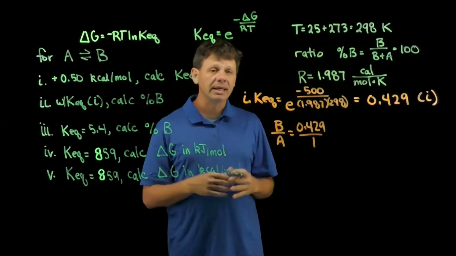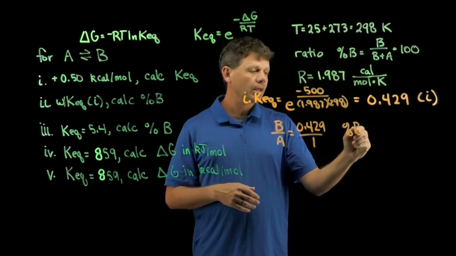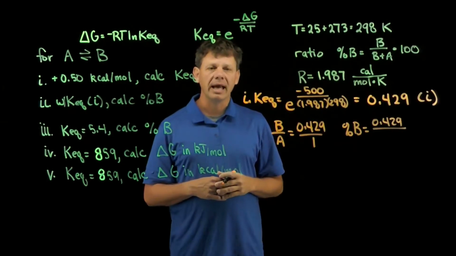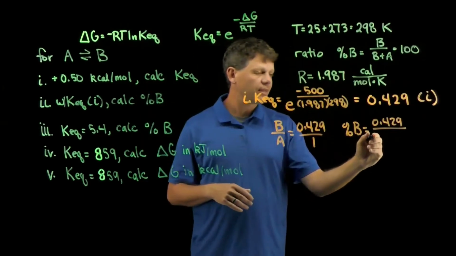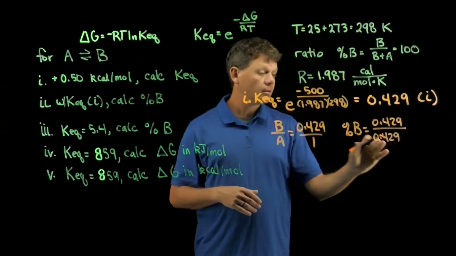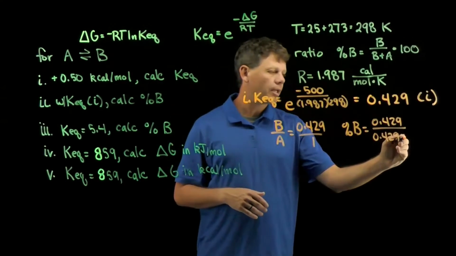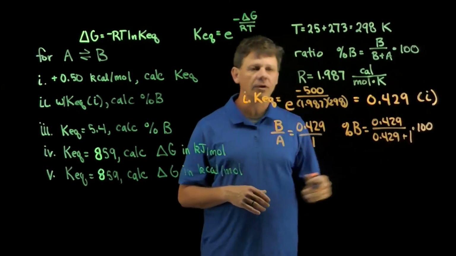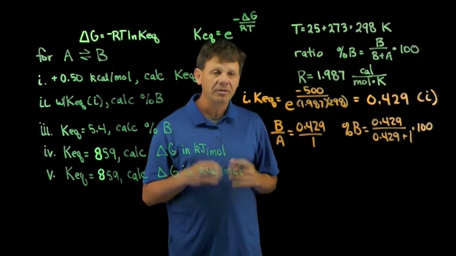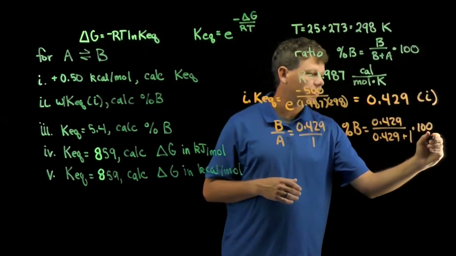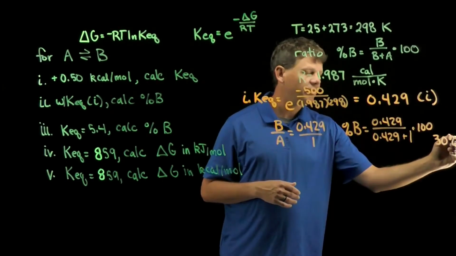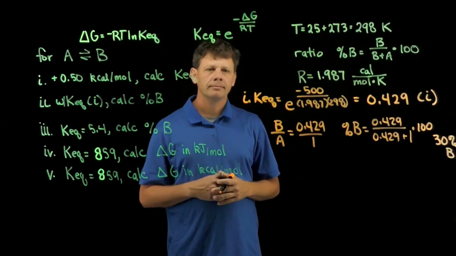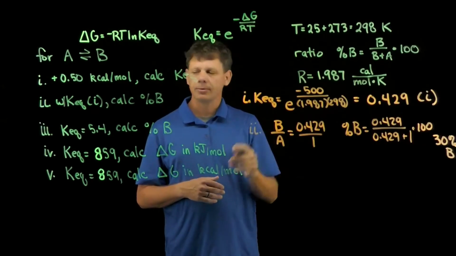of A. And so we can calculate the percentage B by taking that 0.429, the amount of B we have, over the amount of everything in solution: 0.429, that's the portion that's B, plus 1, the portion that is A. Multiply that times 100 to convert it into a percentage, and we're running out of space, but we get a value that is 30%. So we have 30% B. That is the answer to part 2.